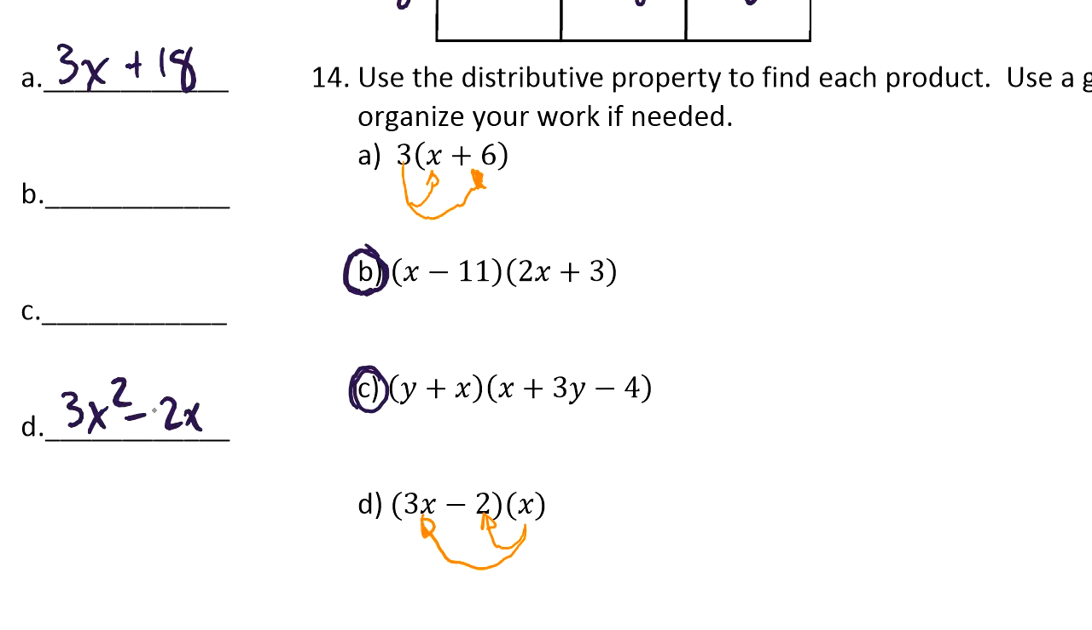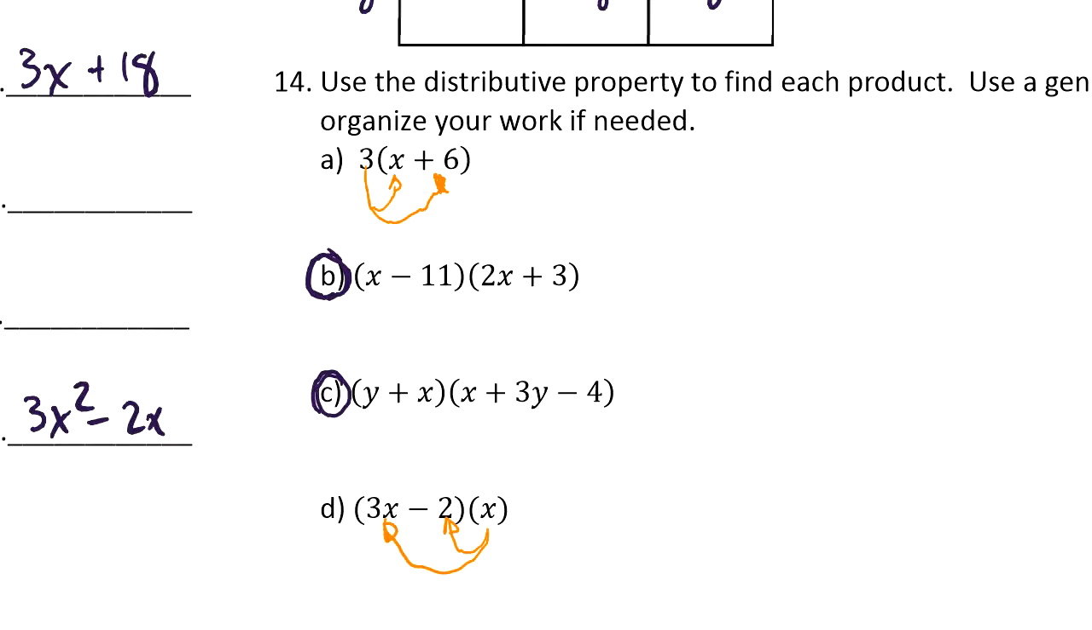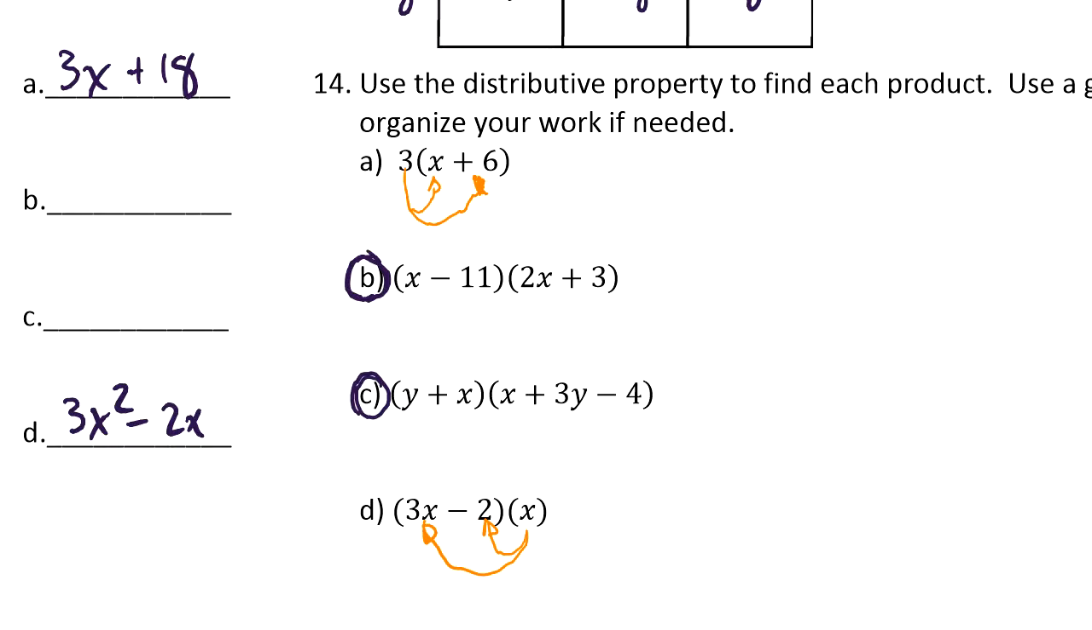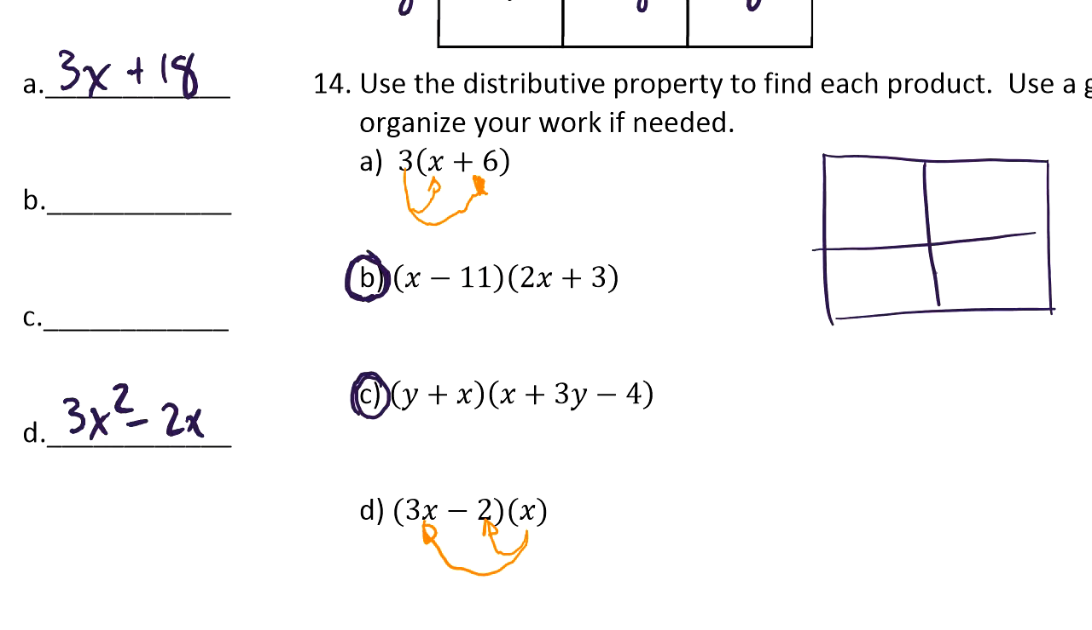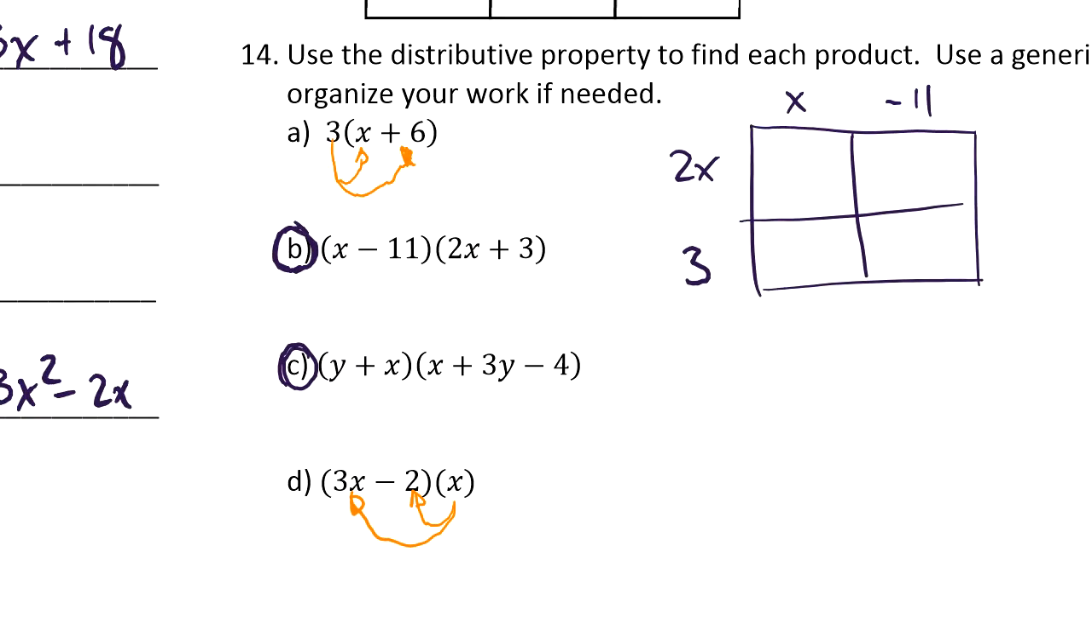So let's go ahead and look at B, and I'm going to use a generic area model. I'm just going to quickly sketch. This is simple because it's just a 2 by 2 box. Across the top, I'm going to write an x and then a negative 11. And down the side, I'm going to write a 2x and a positive 3.